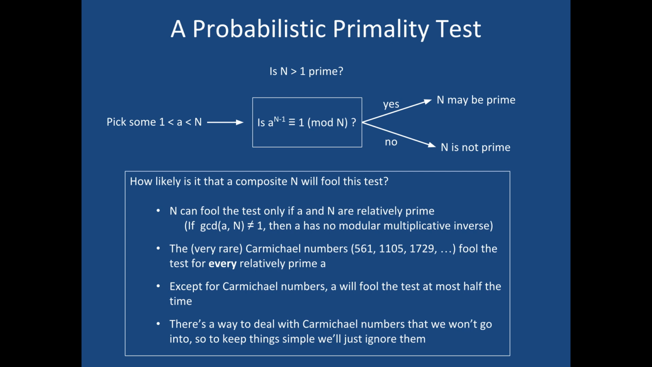And there's a way to deal with Carmichael numbers. We won't go into it. There's a simple way to not deal with Carmichael numbers. And so there's the key thing: A will fool the test at most half the time. And so if you do the test enough times with different A's, you can become as certain as you want that you got a prime number.